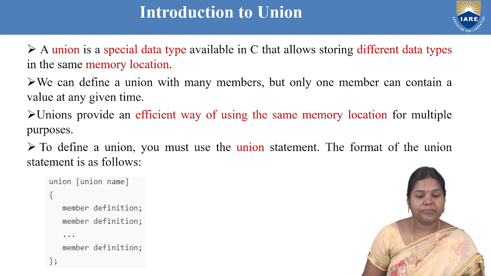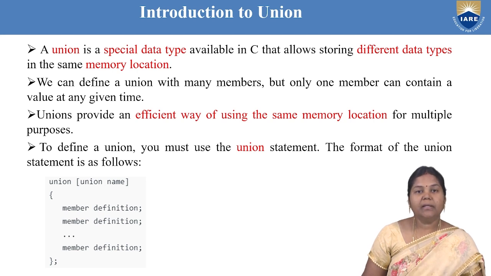That is the difference. Now, we can define a union with multiple members, but only one member at a time can access that memory location. And unions provide an efficient way of using the same memory location for multiple purposes. So wherever in any application you need to share memory for saving purposes, then you can go for a union.